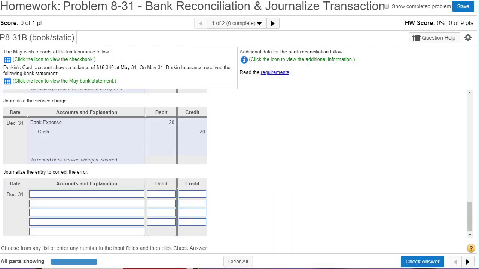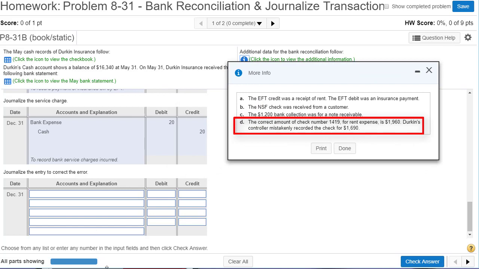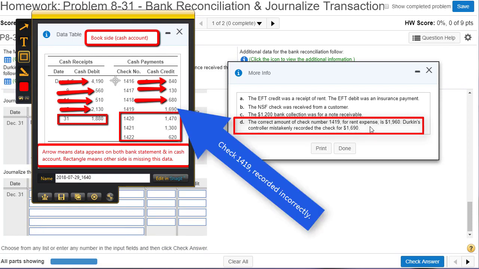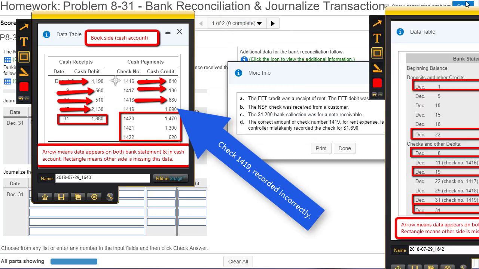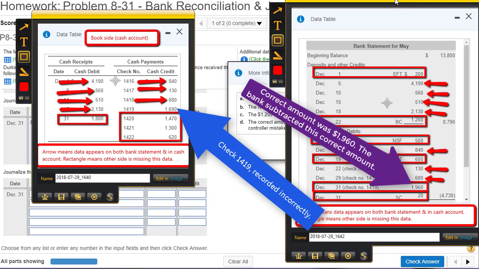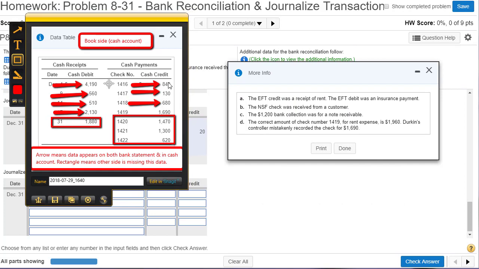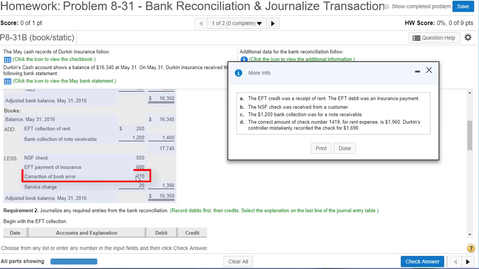And then journalize the entry to correct the error. So again, the error, to refresh your memory: the correct amount of check 1419, this one that we wrote for $16.90, the correct amount is $19.60. Durkin's controller mistakenly recorded the check for $16.90. So this is incorrect. The bank recorded it as $19.60, which is correct. So we have to record that on our side. So what happened is we subtracted $16.90, but we need to subtract more than that. So that's how we came up with this $270 difference. So we have to subtract $270 more.